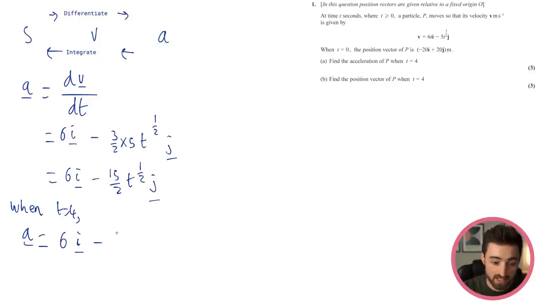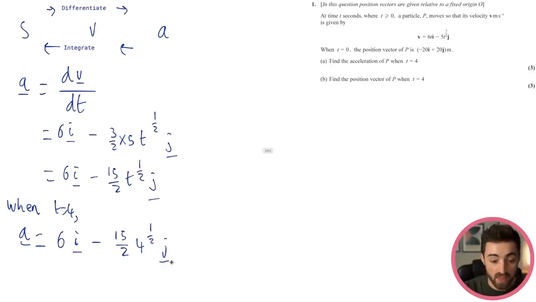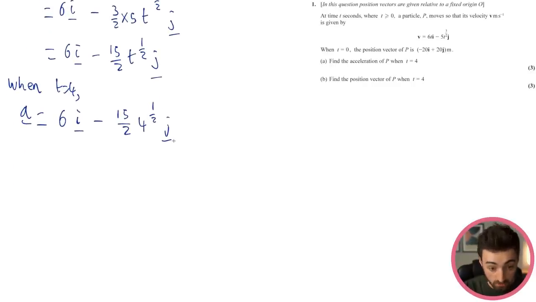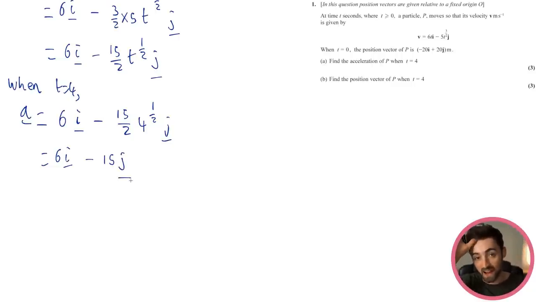6i, and then minus 15 over 2, 4 to the half, that's going to be 2, but I'll write it in anyway. Okay, so this is nice, so there's a 2 on the bottom here. 4 to the half is the square root of 4, which is 2, so I know these 2s are going to cancel. So I'm going to get 6i minus 15j. That's it. So the other bit now, I assume we're going to have to do the integration side.